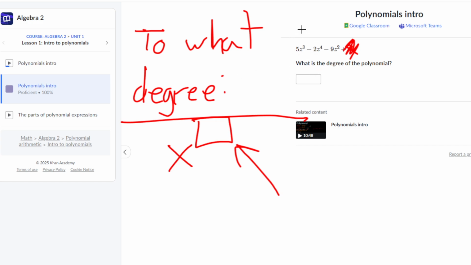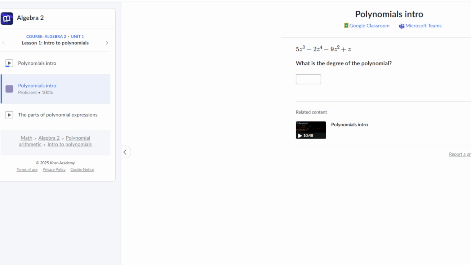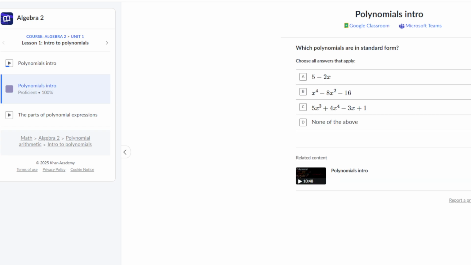Now, I understand that 3 is the first exponent that you might see, and that is the one that you're going to assume. But this is not in standard form. Remember how we did earlier? In standard form, it would go from the highest exponent to the lowest. In this case, the highest exponent is 4. So to what degree? This is to the 4th degree. Let's go ahead and try that out. Put a 4, check it, perfect.